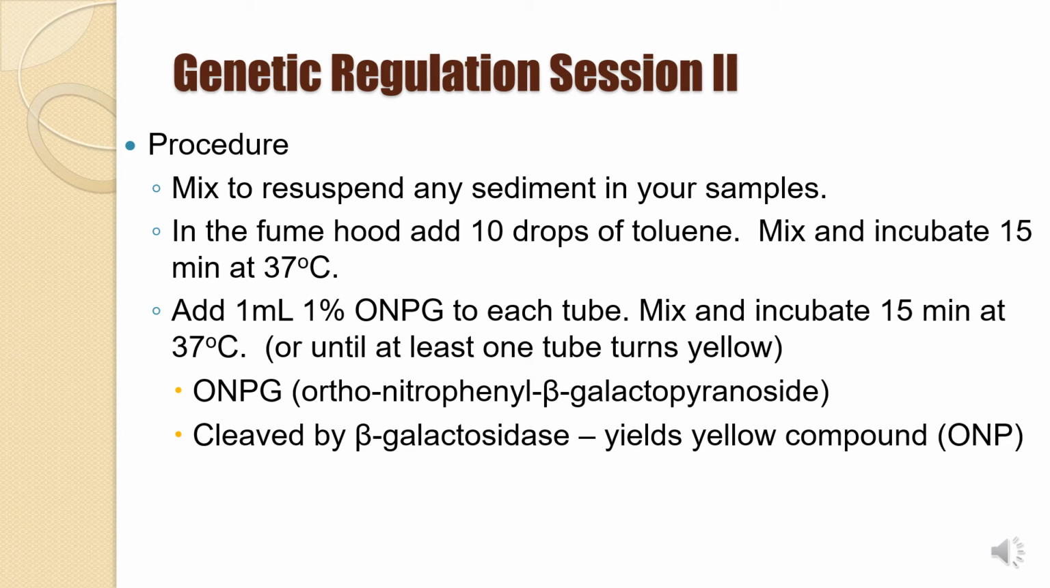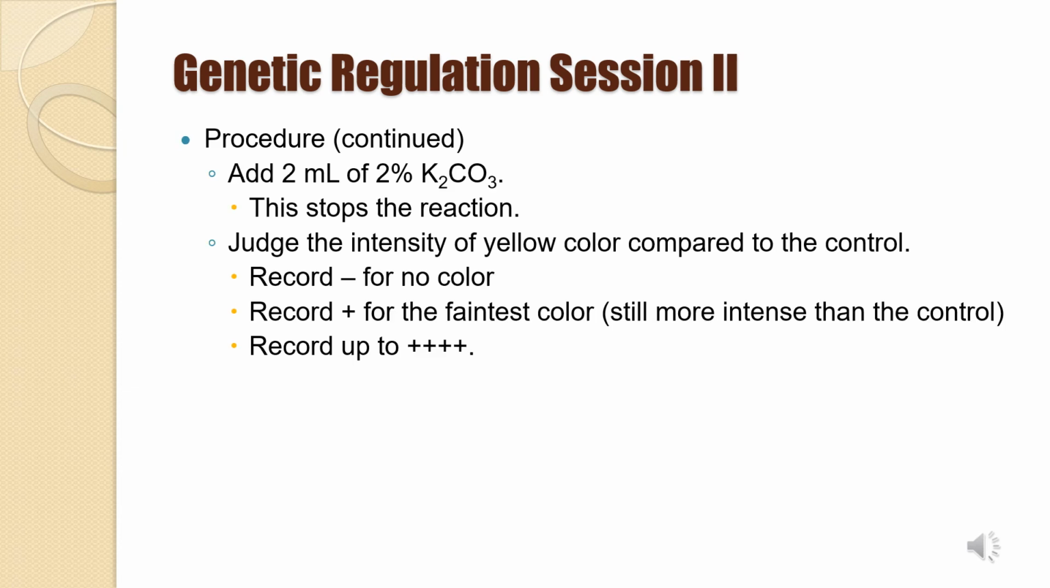After that, we will add 1 ml of 1% ONPG to each tube. We will mix and then incubate for another 15 minutes at 37 degrees Celsius, or until at least one tube turns yellow. As I said before, ONPG is a substrate of beta-galactosidase that will yield a yellow compound, ONP, when it is cleaved. After the second 15-minute incubation in a 37-degree water bath, we will be adding 2 ml of 2% potassium carbonate. This will stop the reaction and give us a chance to observe the tubes that we have prepared. We'll be judging the intensity of the yellow color compared to control.